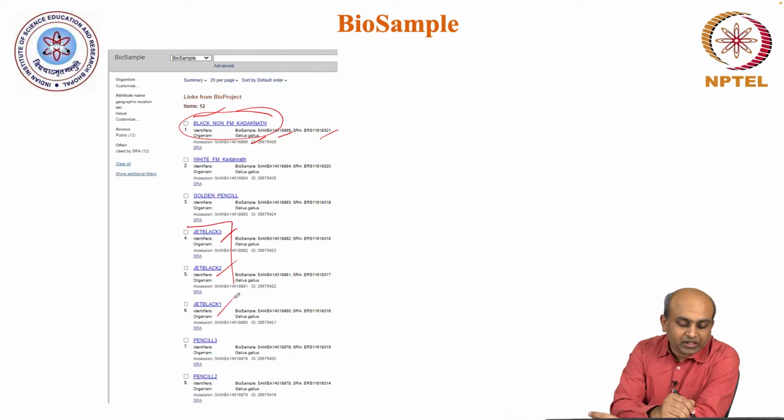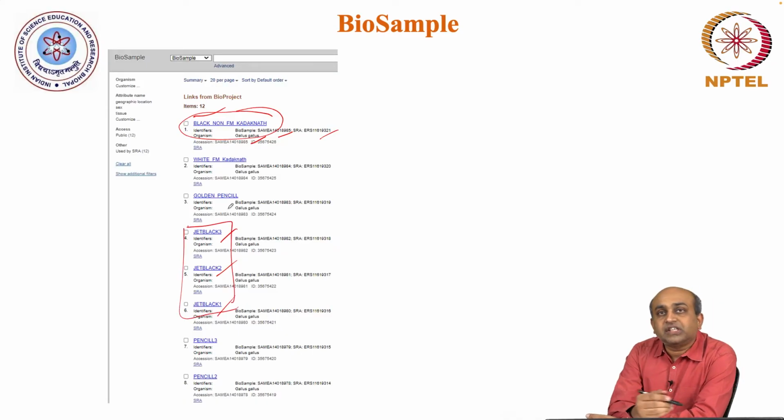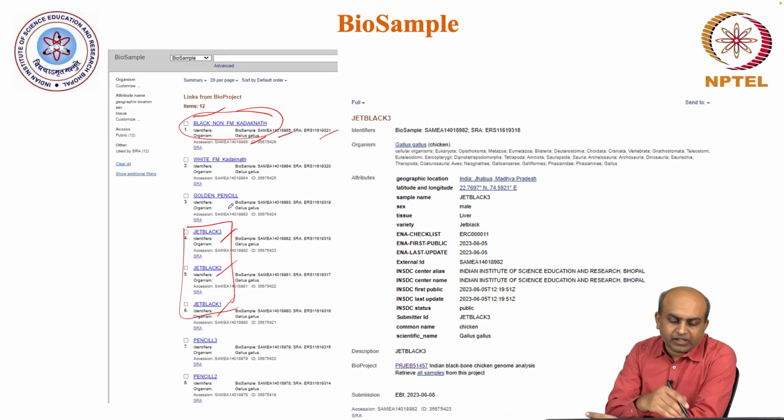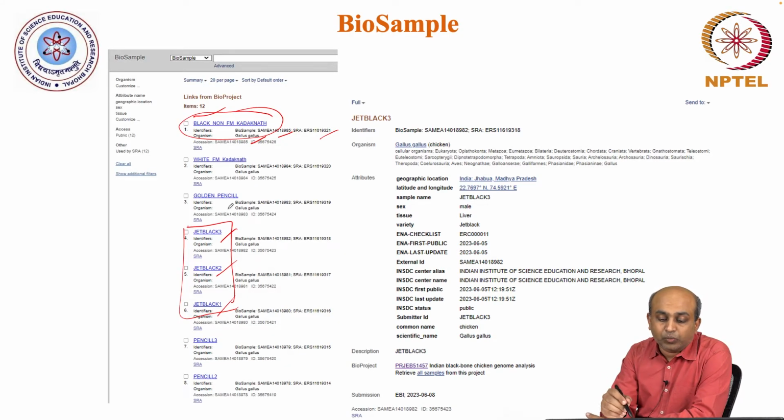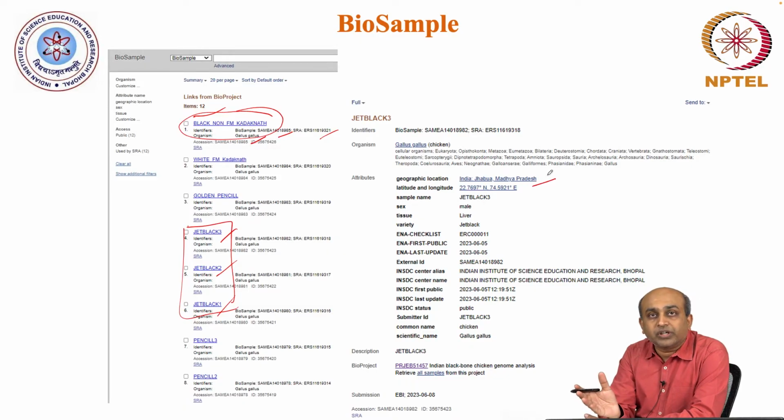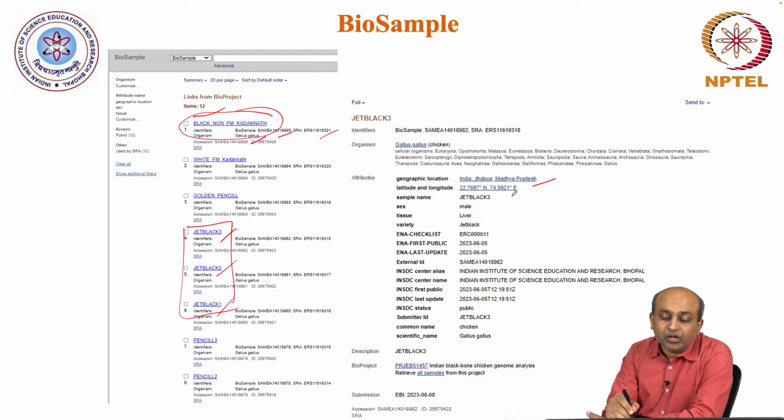So these morphs are again given some name. These details are mentioned when you go into the biosample. But when you go into the biosample in greater detail, it will have more details like where it was sampled. For example, this sample was sampled from Jabua district, or you can also get the coordinates of the location where it was sampled. Then it tells you whether it was a male or female, which tissue was sampled. In this case, liver tissue was sampled.